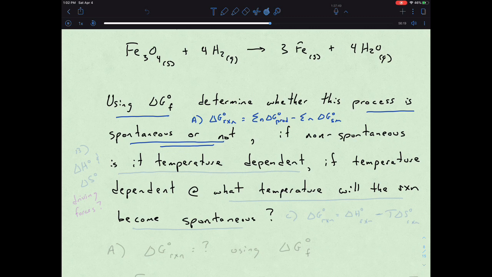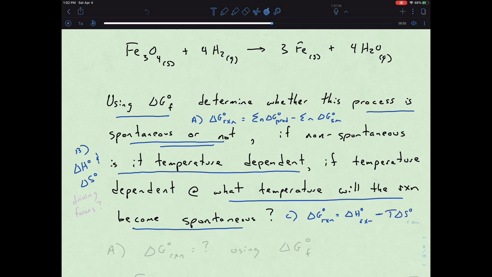Part B, asking us, is it temperature dependent? That means we need to have some notion of delta H and delta S in order to determine whether it's temperature dependent. And then finally, asking the question of at what temperature the reaction becomes spontaneous, we could say that that's part C. And the only expression that we have that relates delta G to temperature is the Gibbs free energy expression. So that's how I would look at this question.